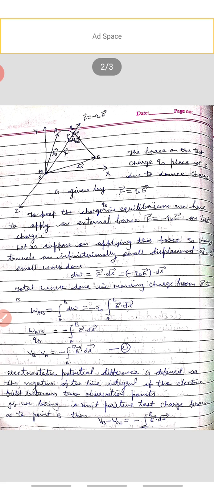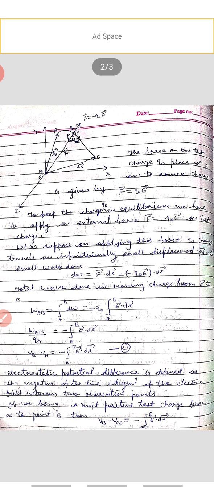Now electrostatic potential difference is defined as the negative of the line integral of the electric field between two observation points. This is the definition of electrostatic potential difference, according to which it is defined as the negative of the line integral of the electric field between two observation points.